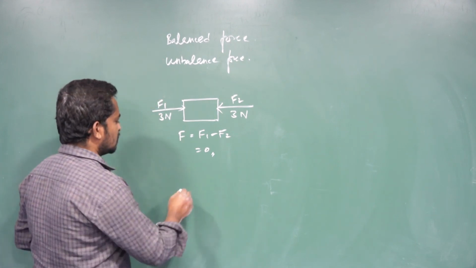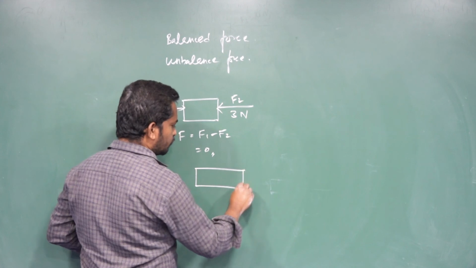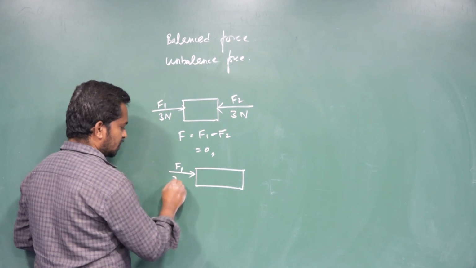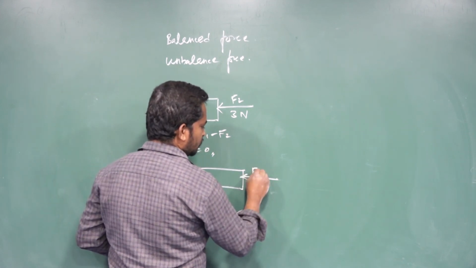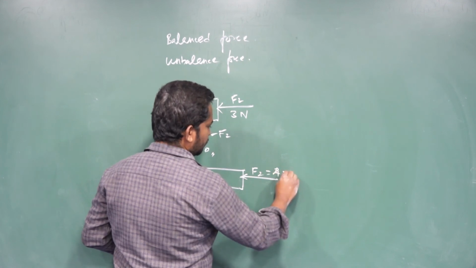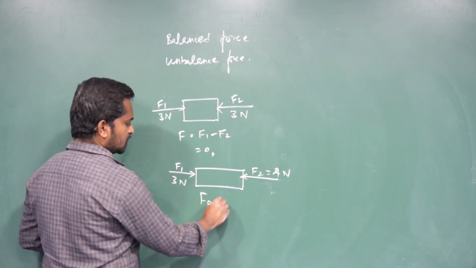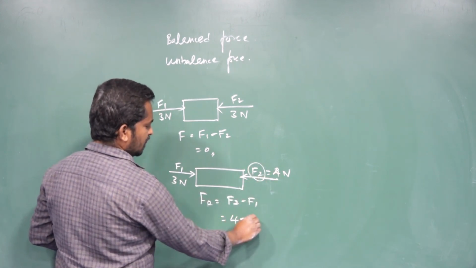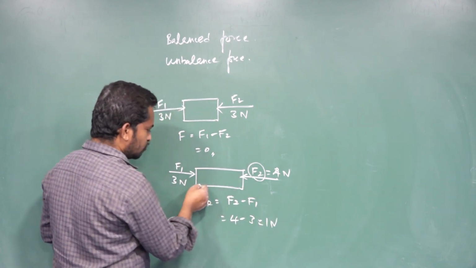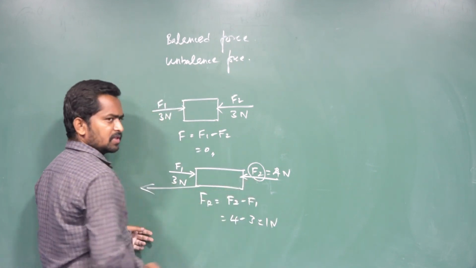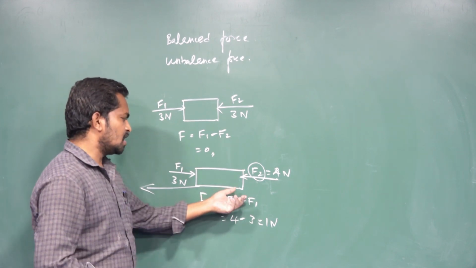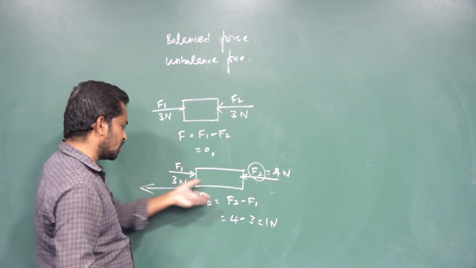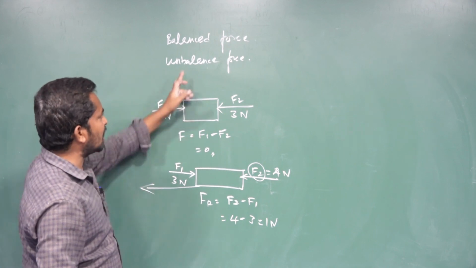Unbalanced force means one or more forces act on the object. For example, F1 is 3 Newton and F2 is equal to 4 Newton. What is the resultant force? F resultant is equal to F2 minus F1, because F2 magnitude is maximum. 4 minus 3 is equal to 1 Newton. The object will move along the maximum magnitude force direction. So the resultant force is along the direction of F2. Because F2 magnitude is maximum, the object will move to the left side. So this is unbalanced force.